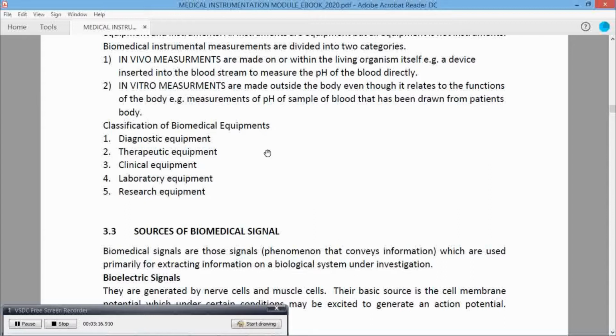Right, and then when it comes to biomedical equipment and devices, there are mainly 5 categories that we can classify them into: diagnostic, therapeutic, clinical, laboratory, and also known as research equipment.